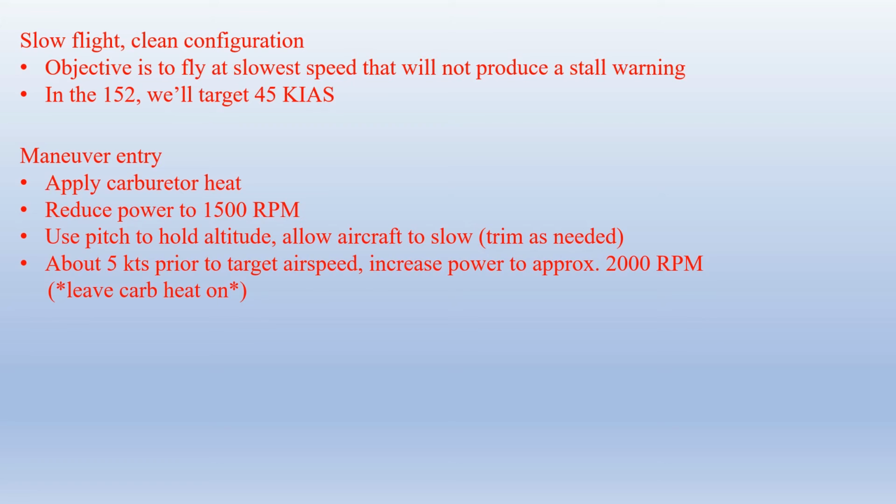Again, about 5 knots prior to the target airspeed, increase your power to approximately 2,000 RPM this time. And because we're below the green arc, you're going to want to leave the carb heat on for this maneuver. It's not going to be as difficult to hold altitude since you don't have all that drag out there. Again, just like the other maneuvers, use power and pitch to control the altitude and speed.